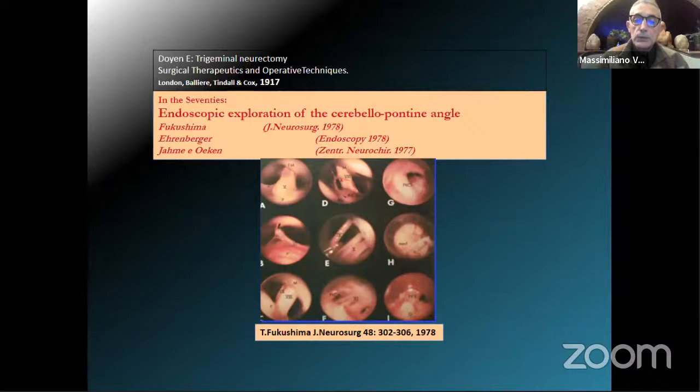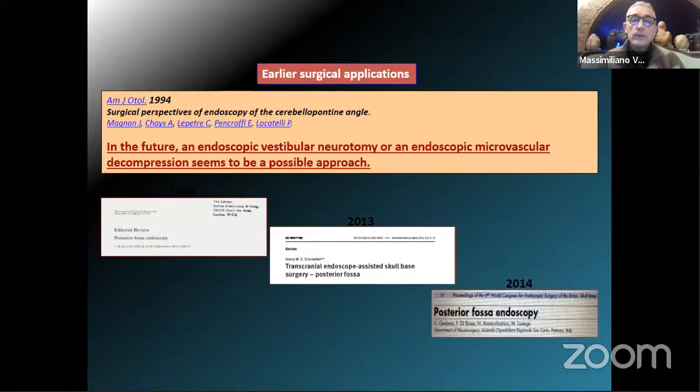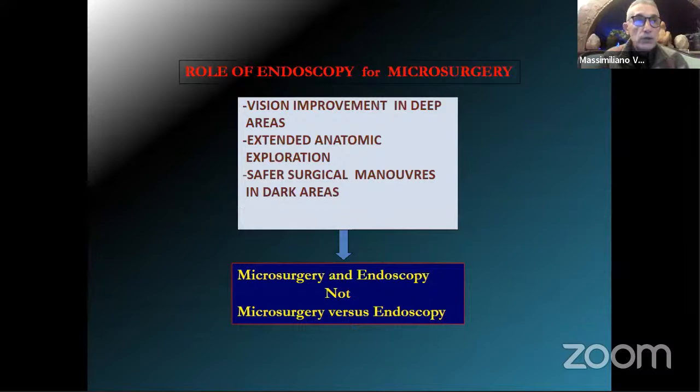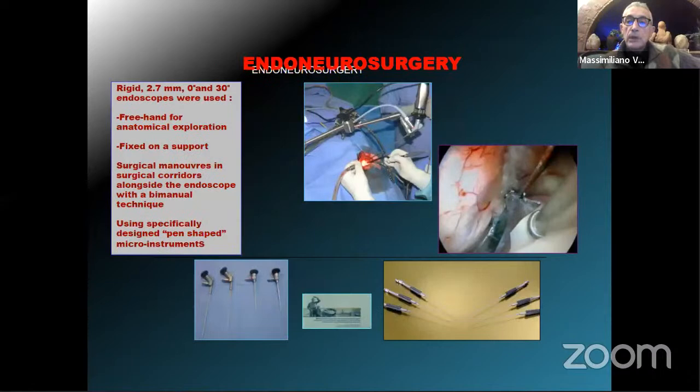But at that time, the technology was not enough to ensure complex control, 30 degree, 45 degree control of this complex local anatomy. But the seed was put in the ground, and in some years, the attention and the inspiration to take advantage of endoscopy in this cerebellopontine surgery rose up again, and now endoscopy and microsurgery are both an important option in microvascular decompression for a typical trigeminal neuralgia.